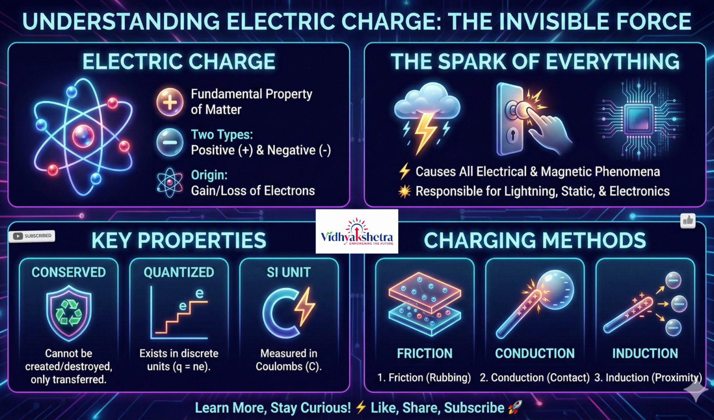Types of electric charge. There are two types of electric charge. Positive charge. An object becomes positively charged when it loses electrons. Example: a glass rod rubbed with silk becomes positively charged. Negative charge. An object becomes negatively charged when it gains electrons. Example: a plastic rod rubbed with wool becomes negatively charged.